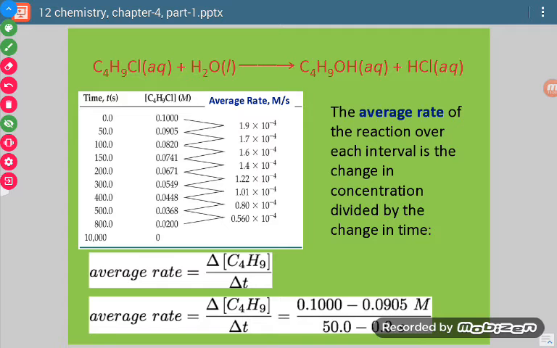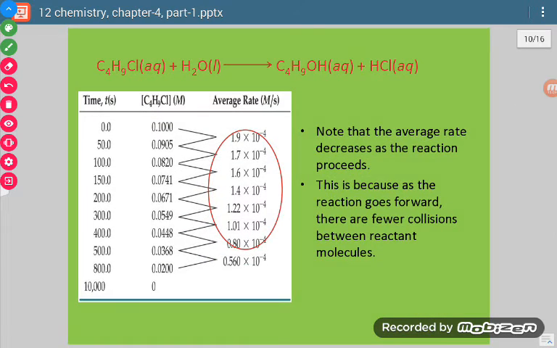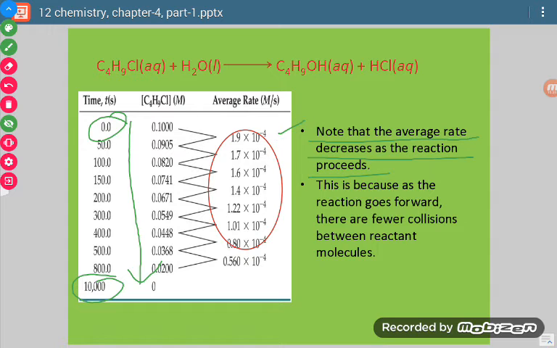Now one more thing comes here. When we see this data which is obtained, what can we find? We can note down that the average rate decreases as the reaction proceeds. See, the reaction is proceeding like this. It is the beginning and it is the finishing point of the reaction. When we move from 0 to 10,000, the average rate of the reaction keeps on decreasing. This is the decreasing value.